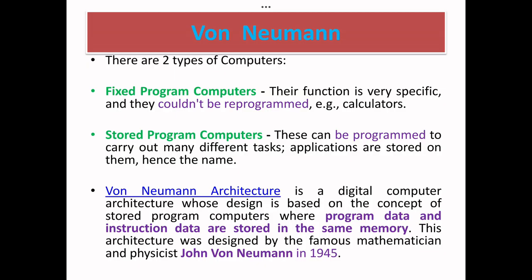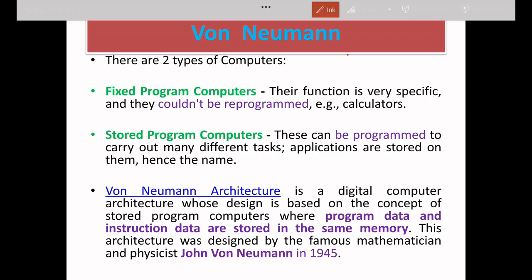So today the first topic we are talking about is the von Neumann. Before starting this, there are two types of computer. The first one is the fixed program computer. Their function is very specific, and there is no reprogramming. Second, stored program computers can be programmed, just like your laptop.